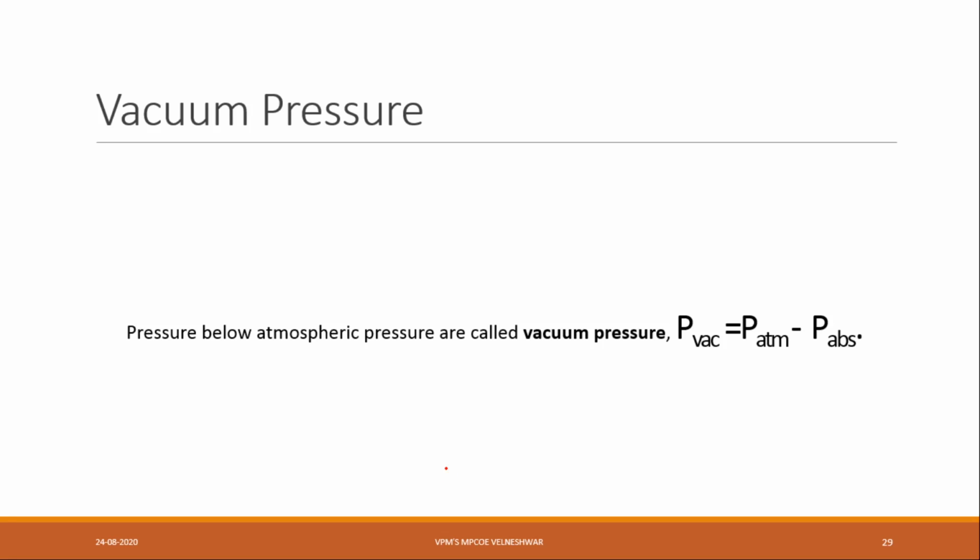And for vacuum pressure, we can take this formula. Just now I said P_vacuum is equal to P_atm minus P_abs.